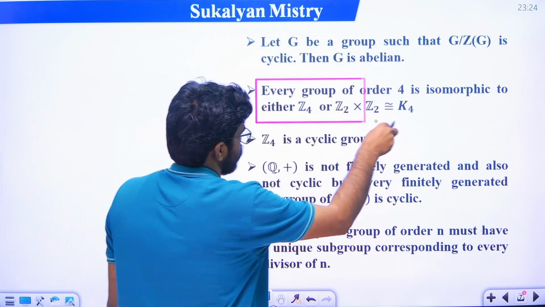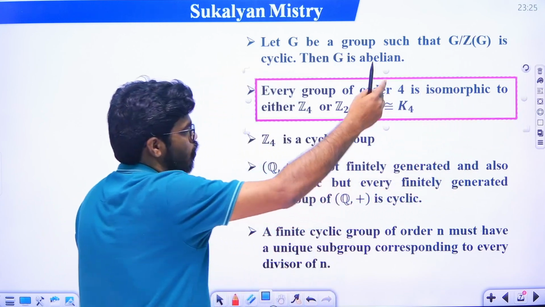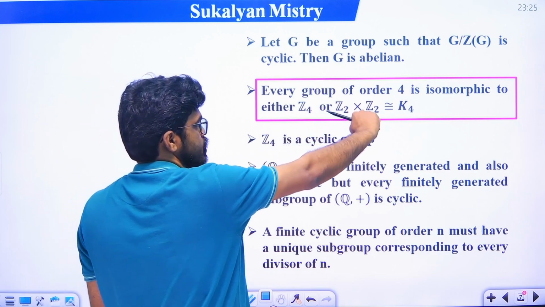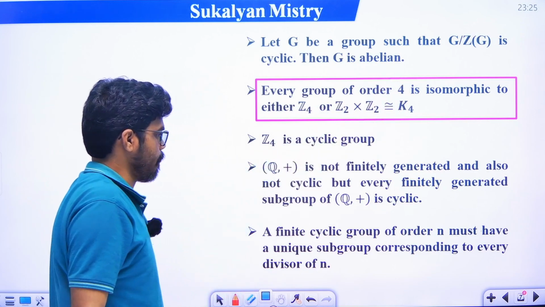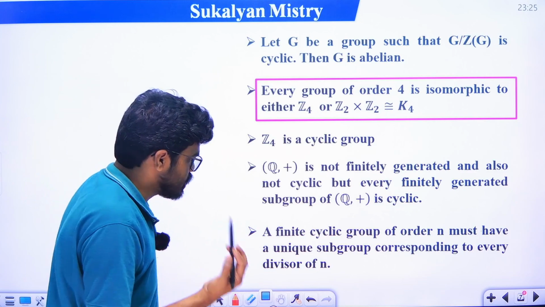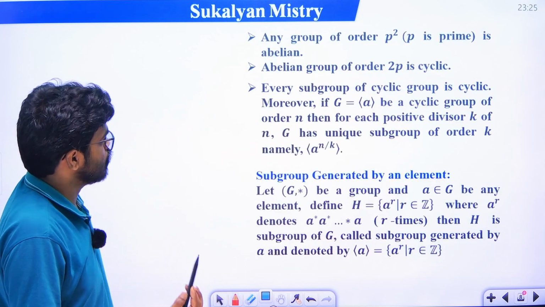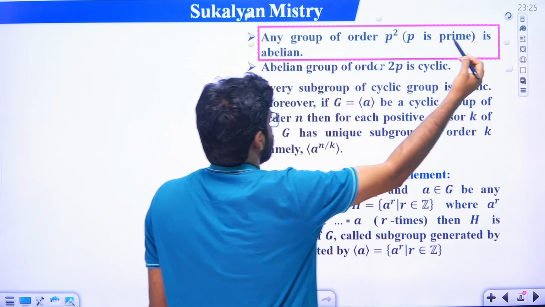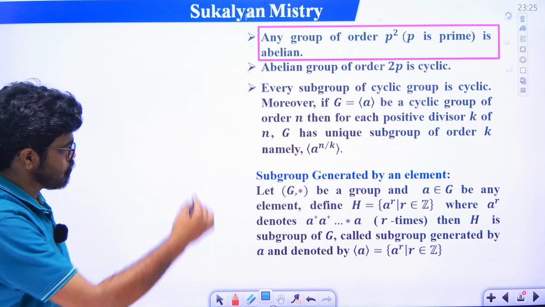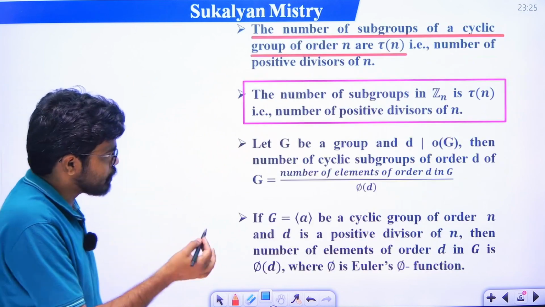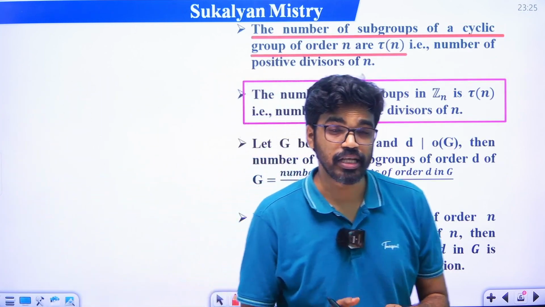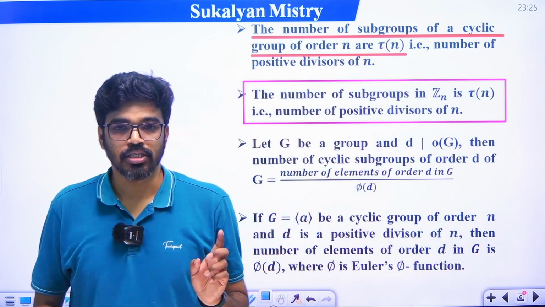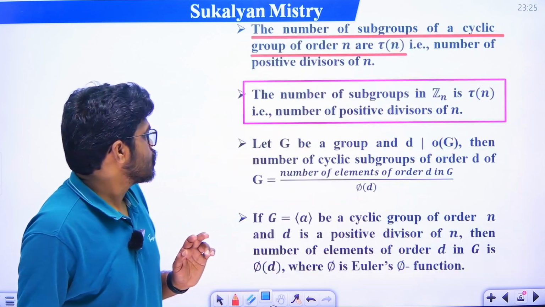this is important. Every group of order 4 is isomorphic to either Z4 or Z2 cross Z2. Basically this is isomorphic to Klein's 4 group. Okay, bas. So আমি যে important result গুলো, this is very important, any group of order p square, where p is prime, that is abelian, so that are repeatedly used. Okay, so these are the very important properties. এই properties গুলো বেস করে আমি ম্যাক্সিমাম প্রবলেম গুলো সলভ করেছি। ওকে, ঠিক আছে, so I think clear.